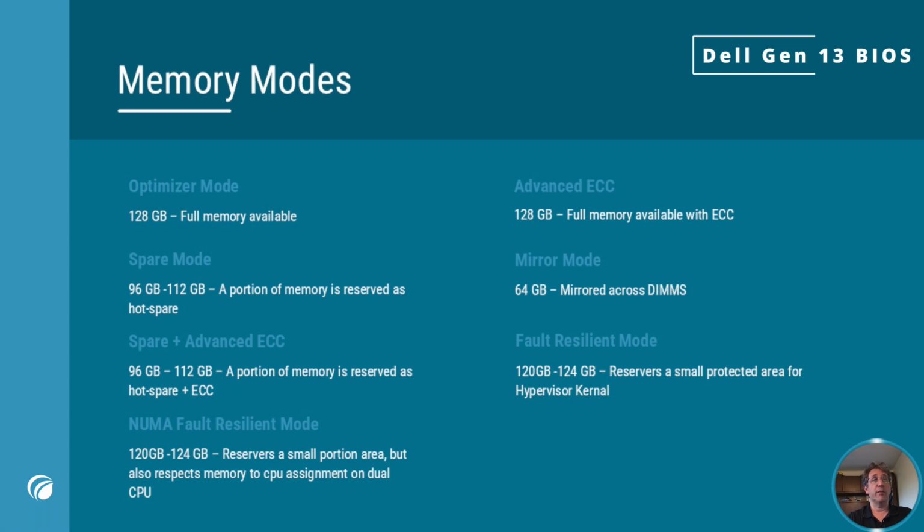The third memory mode is called the spare mode. You only have between 96 GB and 112 GB of memory available. So a portion of the memory is reserved as a hot spare rank. If one rank fails, it switches over. You do lose some memory. The fourth memory mode is called the mirror mode. This is the worst. You only have 64 GB of memory available. So memory is mirrored across DIMMs, meaning only half is used for redundancy.